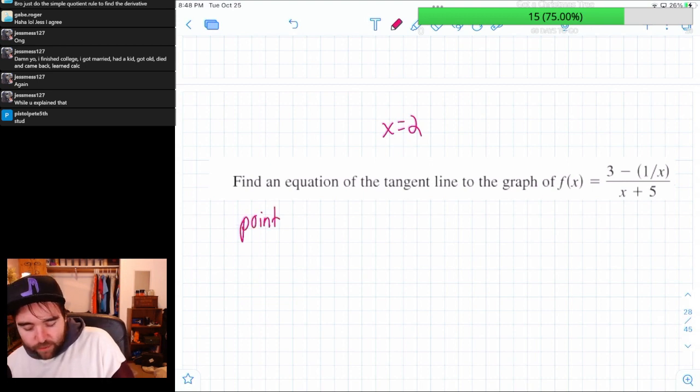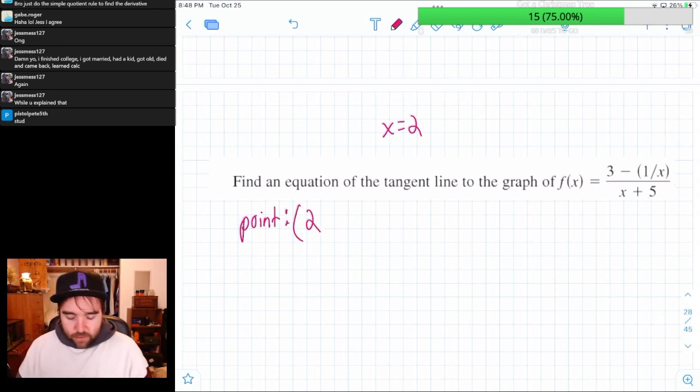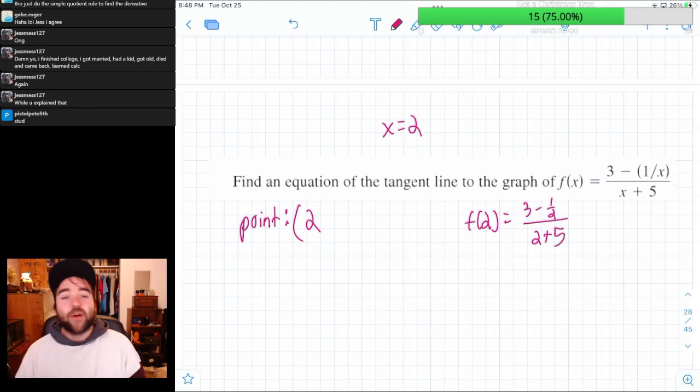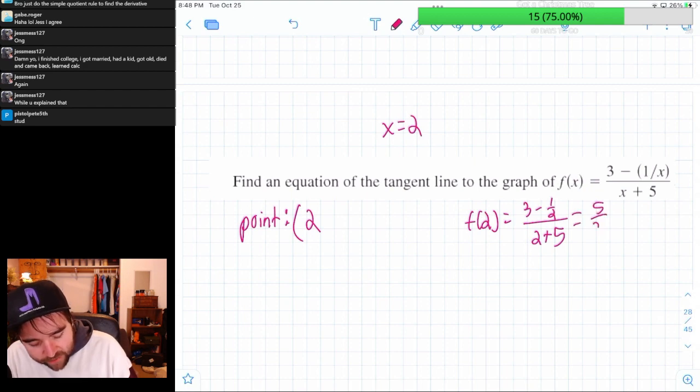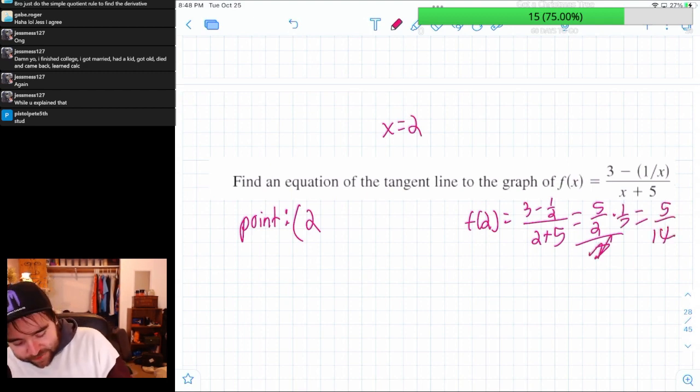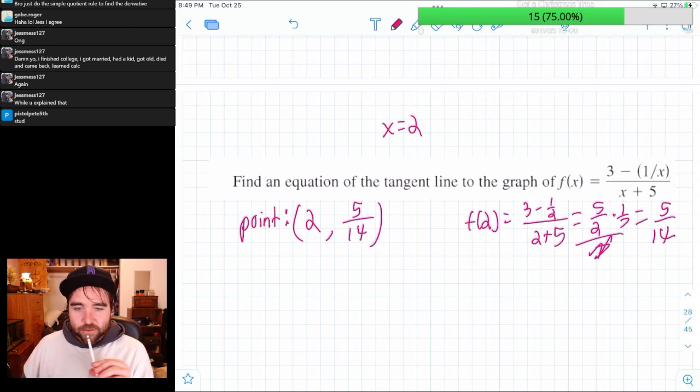So we know the x value of the point because it's when x equals 2. What is the y value of the point? Well, we're going to find the y value by just finding f of 2. So we'll do 3 minus 1 half over 2 plus 5, which is 7. Not 2 plus 7, 2 plus 5. So then what do we get there? Well, 3 minus 1 half is 5 halves. So we have 5 halves over 7. So we multiply by 1/7. So 5/14. Oh yeah, this is going to be fun. So the point that we're looking at is at 5/14.